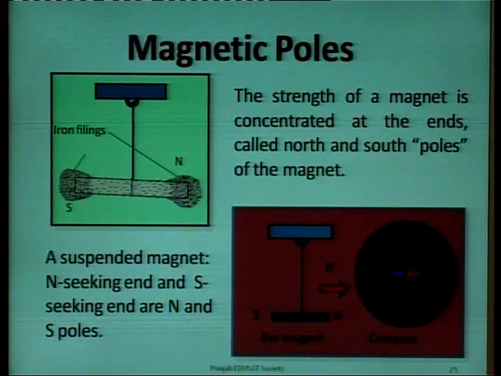Then a suspended magnet: if we suspend a magnet by tying it with a rope or a thread from any object and let it move freely, then the north and south poles will stay in a particular direction, and also the compass, where north will attract the south and south will attract the north, because as we know, like poles repel each other and unlike poles attract each other.